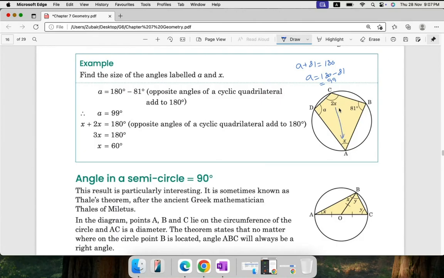And then we have these two in the opposite segment, opposite angles of cyclic quadrilateral. We can also call them opposite segment. If I just draw this line DB, now they are in opposite segments. So 2x plus x is equal to 180, and 3x is 180, so x is 180 by 3, which leaves us with 60 degrees.